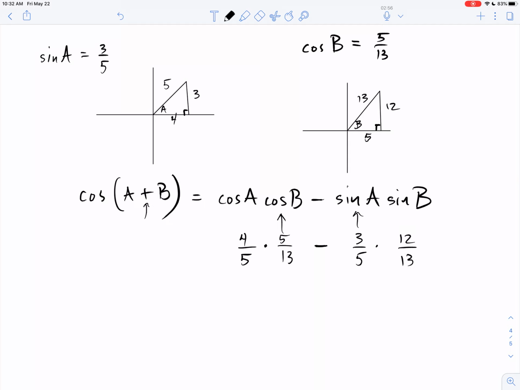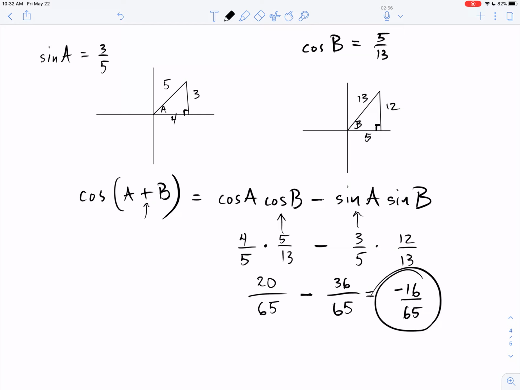And I don't want to cross cancel. I don't want to jump the gun on anything because, look, if I multiply 5 and 13 on the bottom of this problem, I'm going to get 65. And on the top, 4 times 5, that's 20. Take away, on the bottom, I already have a common denominator if I leave it alone, 65. And then 3 times 12 is 36. So when you check the answer in the back, it's going to say your answer is -16/65.